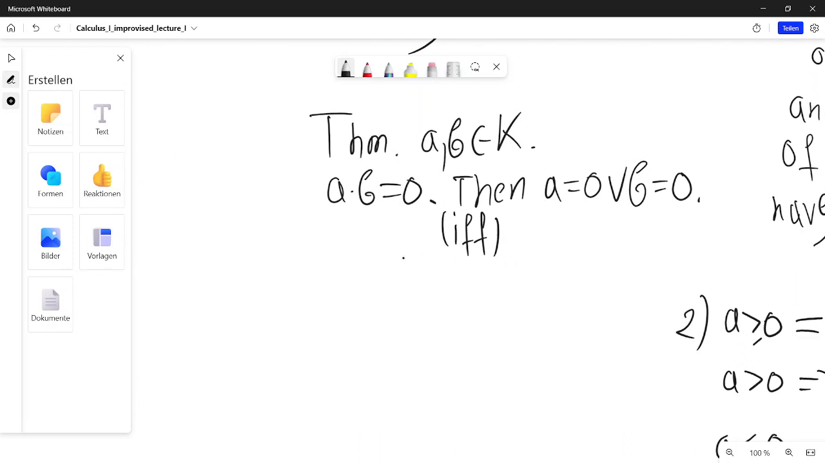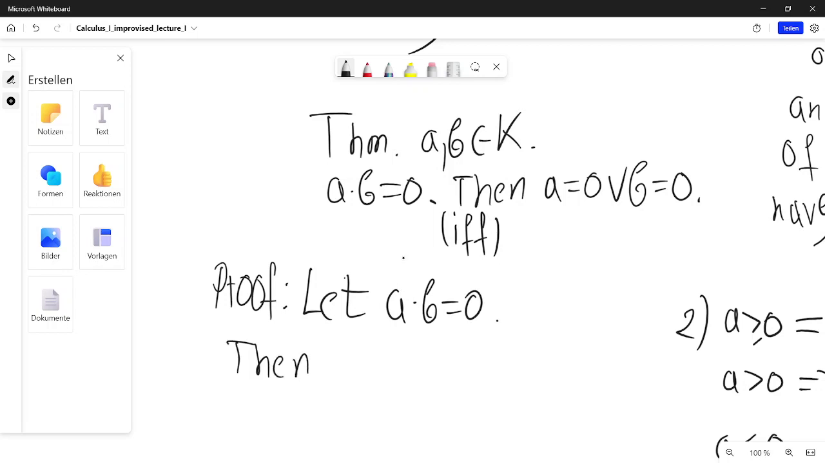Okay, then a equals 0 or b equals 0. I will prove this direction because the other direction automatically follows from that theorem. Proof. That's very simple. It actively involves the theorem that you have to prove. And then, either a equals 0, and we are done.